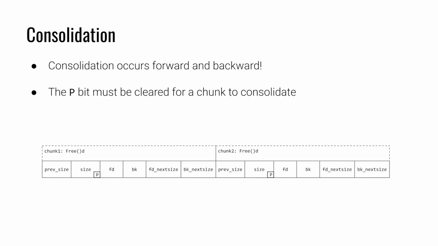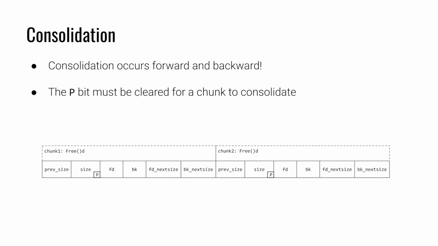So what does this look like physically in memory? Not in the lists, but in memory. Well, consolidation can occur both in the forward and backward direction. And in order for it to occur, the P bit must be cleared for a chunk to consolidate. If you'll recall, the P bit indicates that the prior chunk is in use. So right here, we have chunk 1 and chunk 2 right next to each other, contiguous in memory. Chunk 2's P bit indicates that chunk 1 is allocated. Chunk 1's P bit indicates that the chunk before chunk 1 is allocated.